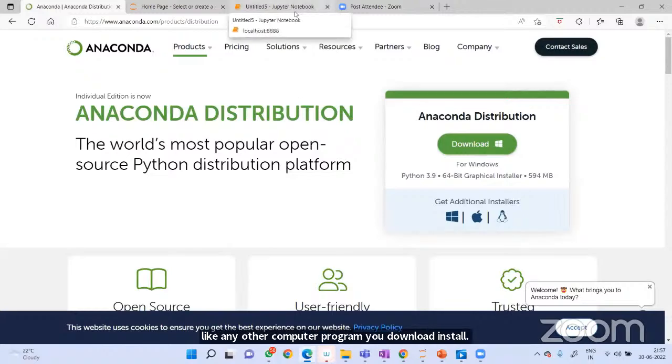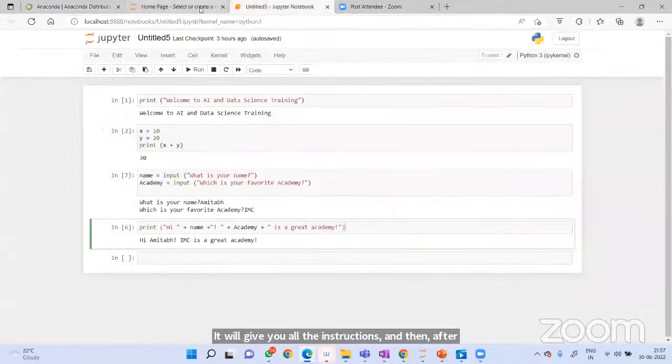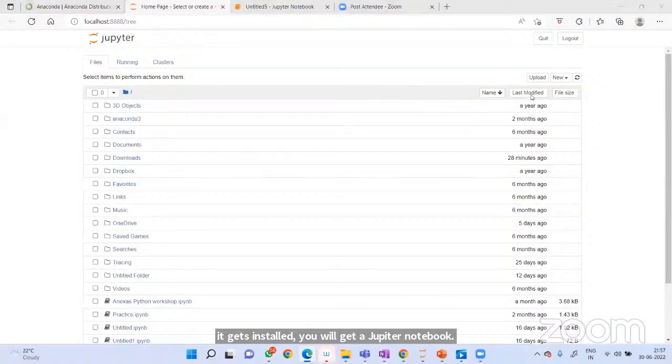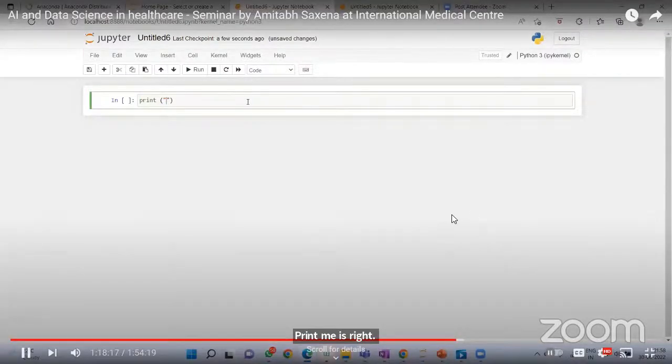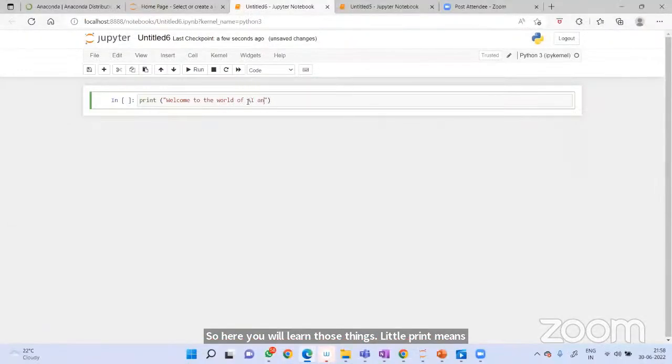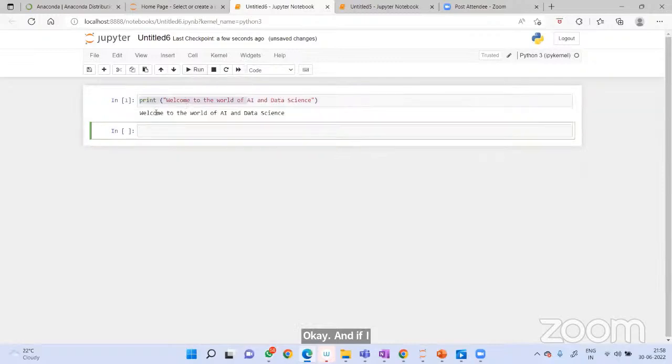And then after it gets installed, you will get a Jupyter notebook, which looks something like this. And now you can create a new notebook and you can start writing your program very, very easily. For example, I'll say print. Print means write. So here you have to learn those things. So print, welcome to the world of AI and data science. Okay. And if I run it, it will write, welcome to the world of AI and data science.